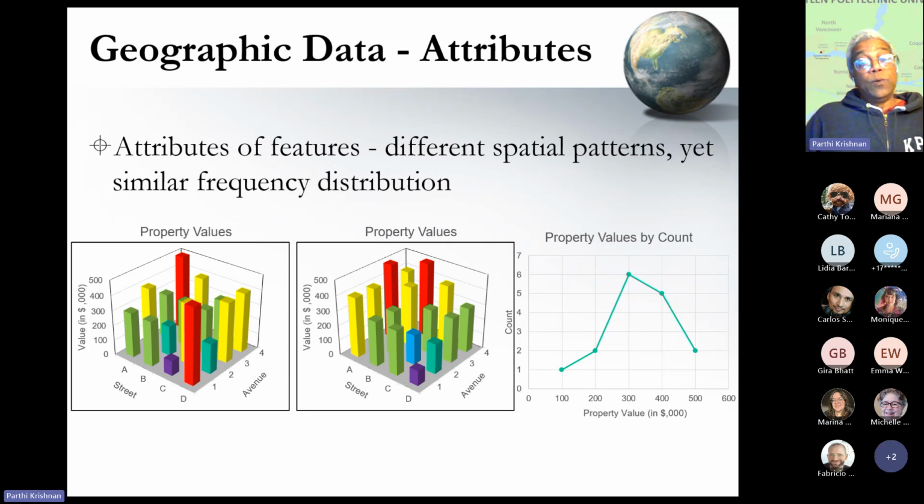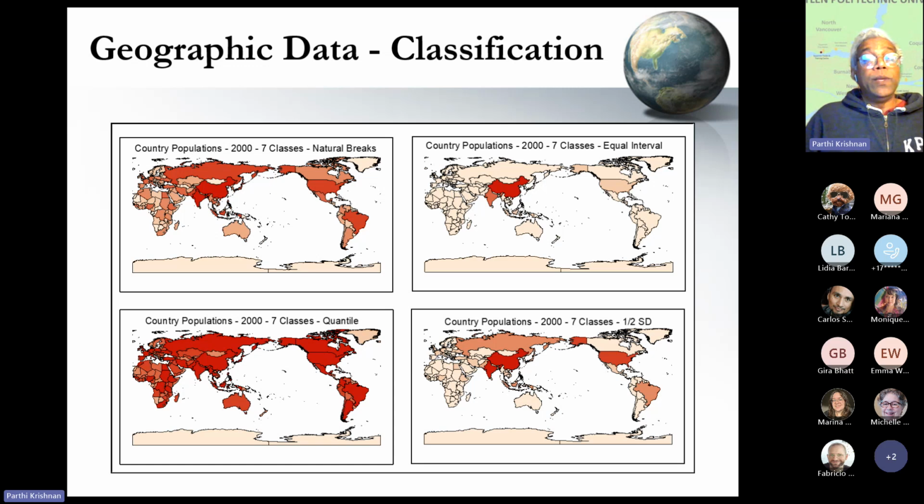Over and above these two considerations, we also need to look at how we classify or present the data. So in this example, I'm using the populations of countries around the world, using the same 7 classes as the number of classes to show the data. So same data set, nothing has changed. The only difference is what my classification scheme is. In the first, I have natural breaks. In the second, top right, I have equal interval. Bottom left, I have quantiles. And in the bottom right, I have standard deviation.